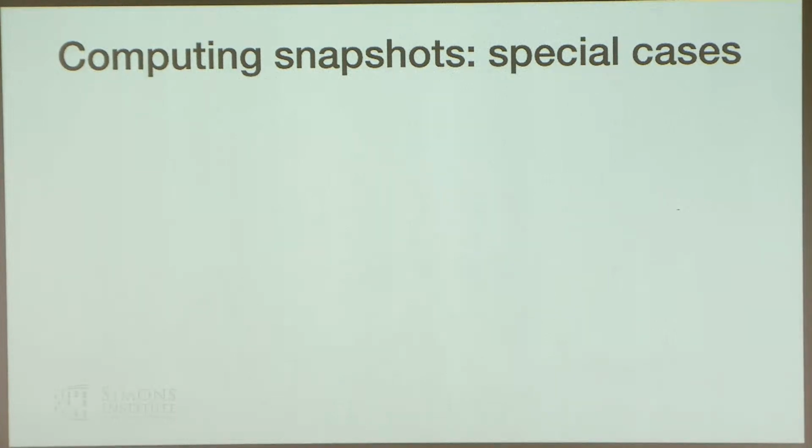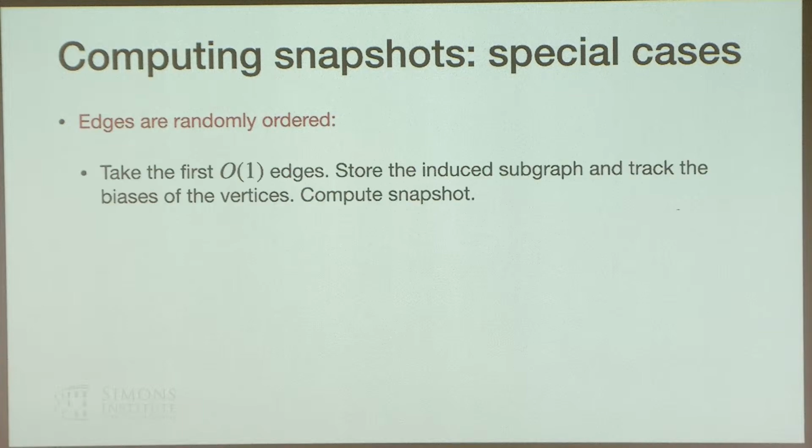All right. So now I'll show how we compute these snapshots. First, I'll talk about some special cases. Let's say the edges are randomly ordered in the stream. Then you can simply take the first constant many edges. This is a random sample of the edges of the graph. You store the induced subgraph, track the biases of the vertices, and compute the snapshot from that. It turns out that this gives you a very good approximation, a 1 minus epsilon approximation of the true snapshot. You can also prove concentration using things like Chernoff bounds. And this takes only order log n space, because you only look at these edges, and that's all you care about.